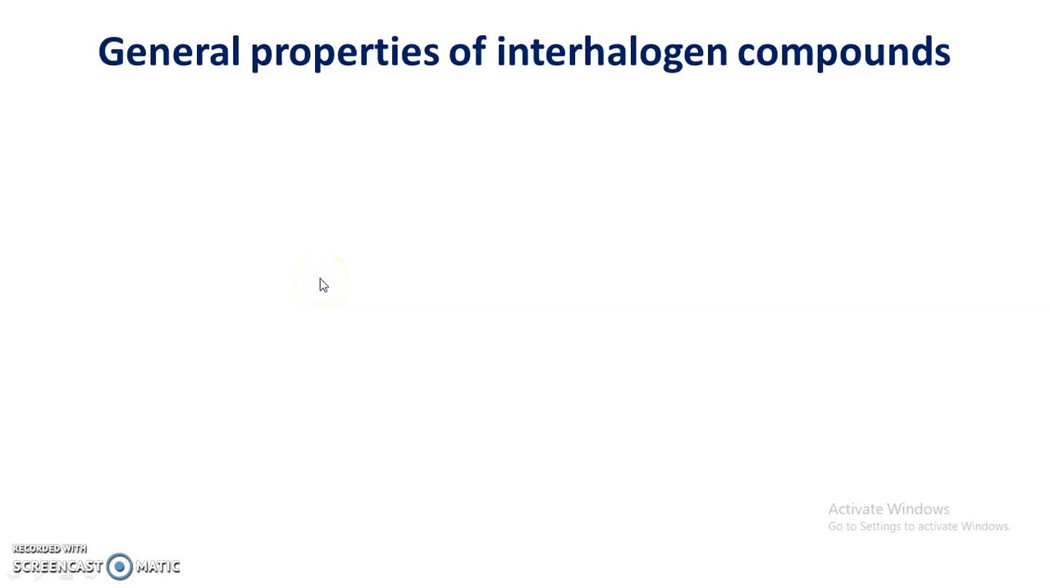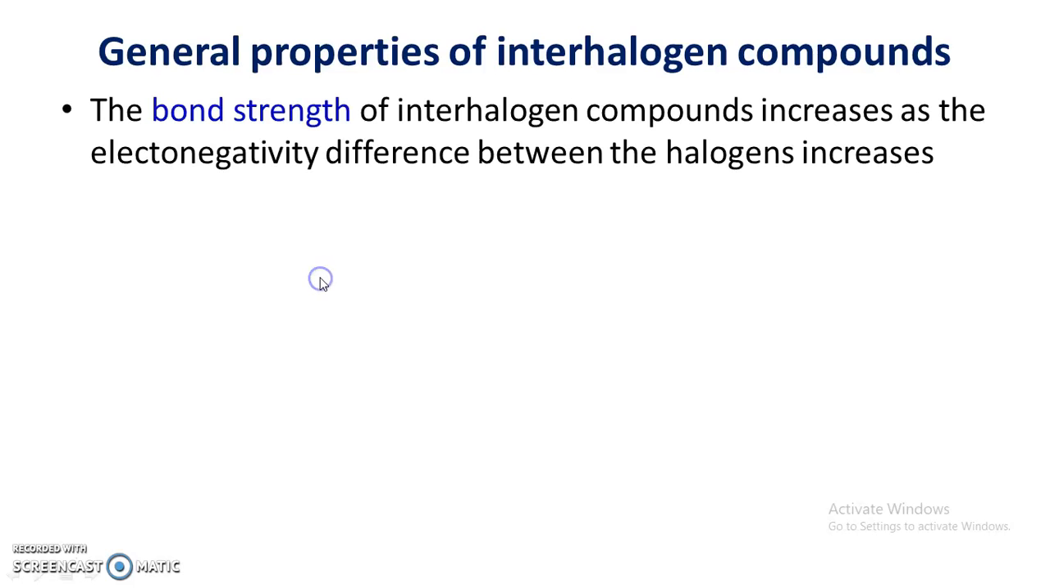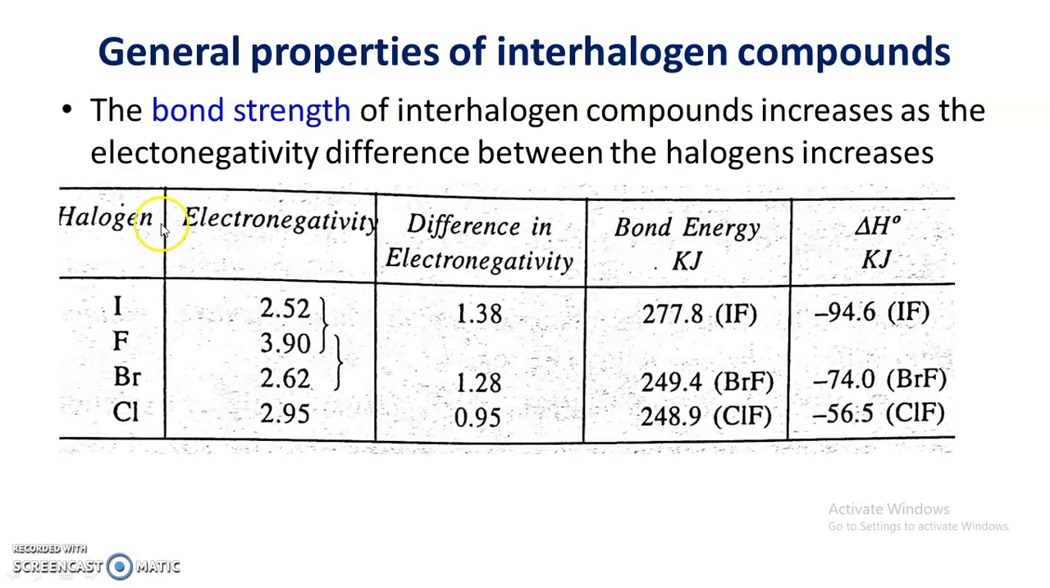In this video, we are going to discuss the general properties of interhalogen compounds, and the first property is bond strength. The bond strength of interhalogen compounds depends upon the electronegativity difference between the two halogens involved in the formation of the interhalogen compound, and bond strength increases as the electronegativity difference between the two halogens increases.